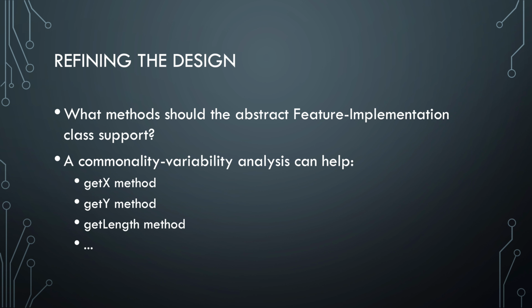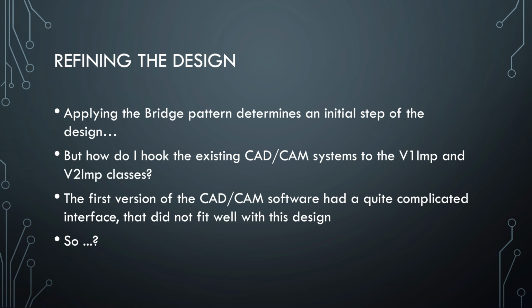To determine these methods, you need to look at what varies in the versions of the CAD/CAM software and encapsulate those. It should probably have a few generic data retrieval methods to obtain information about each feature, such as X and Y position, length, width, and so on. Now we have determined what the design should look like on the highest level.